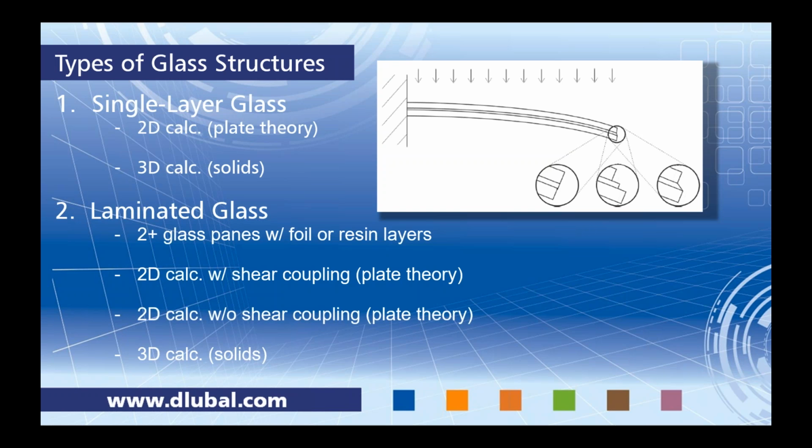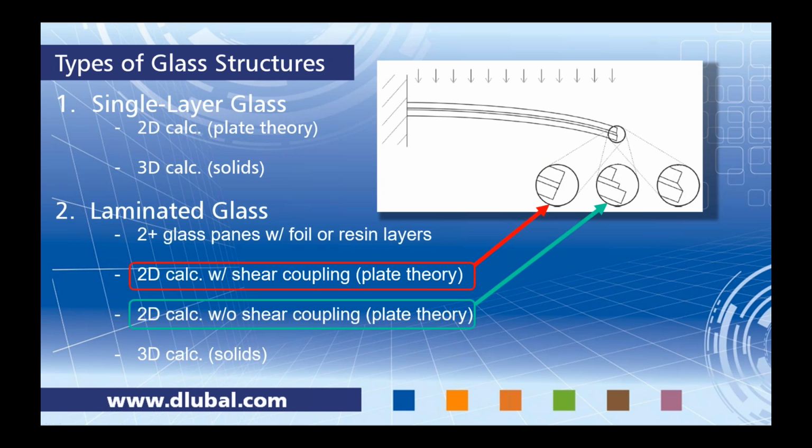With laminated glass, we have two or more glass panes with a foil or resin layer in between them. And for laminated glass, we have three different analysis options. The first is a 2D calculation with shear coupling. This again will be plate theory, so we have our 2D finite elements and we can consider shear coupling. But keep in mind, as you can see where this arrow is pointing to this little picture here, that the shear coupling for plate theory is a rigid shear coupling. So you can see that rigid behavior between the different layers of glass and foil.